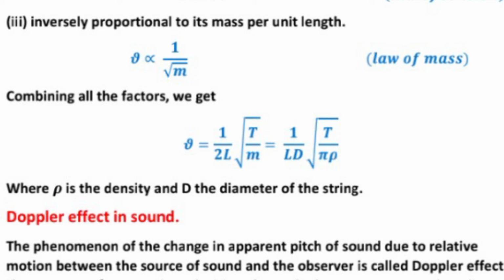Combining all the factors, V equal to 1 upon 2L under root T upon M, or 1 upon LD under root T upon pi rho. Here rho is the density and D is the diameter of the string.